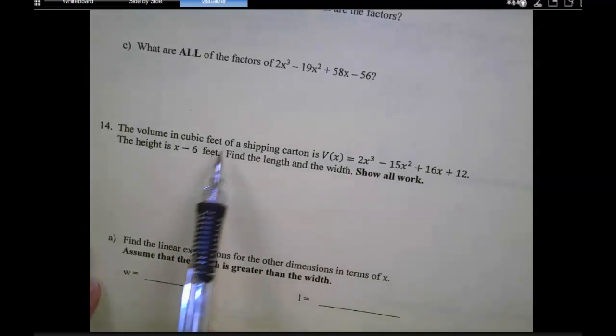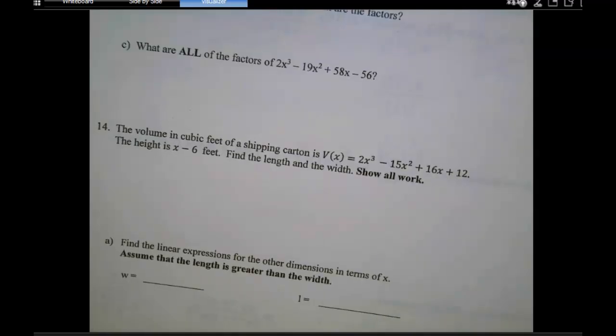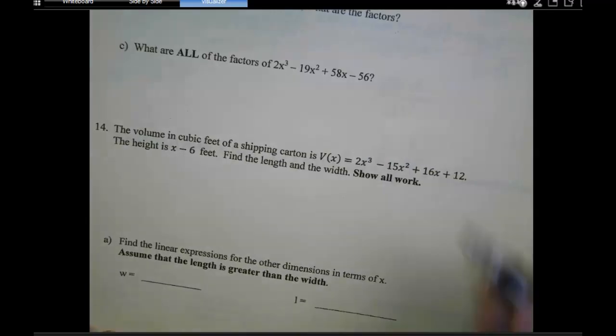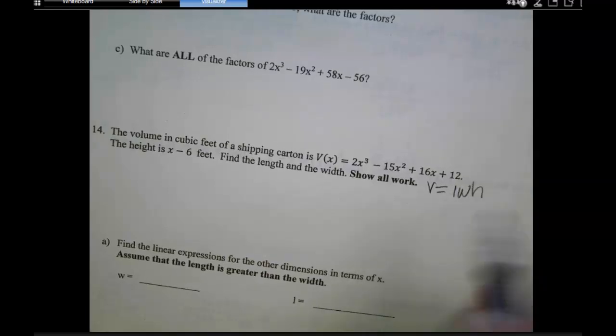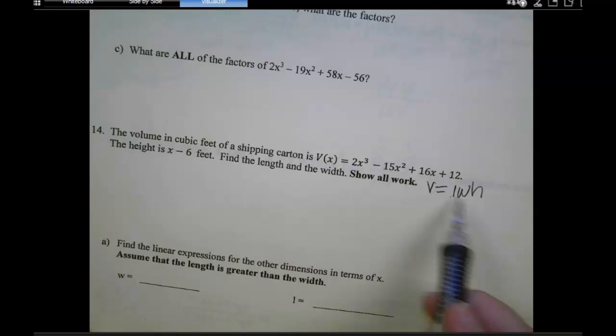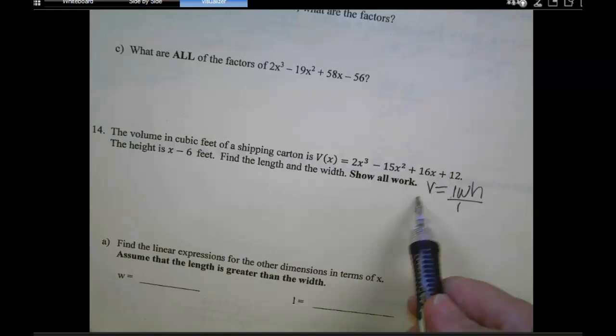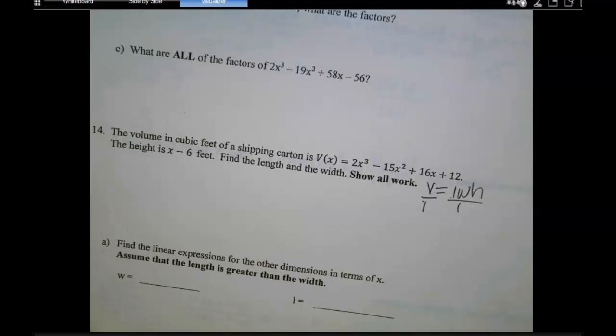The volume in cubic feet of a shipping carton is 2x to the third minus 15x squared plus 16x plus 12. The height is x minus 6. Find the length and the width. So what do I have to do? Volume equals what? It gave us the height. It wants the length and the width. So I have to divide the volume by the height.